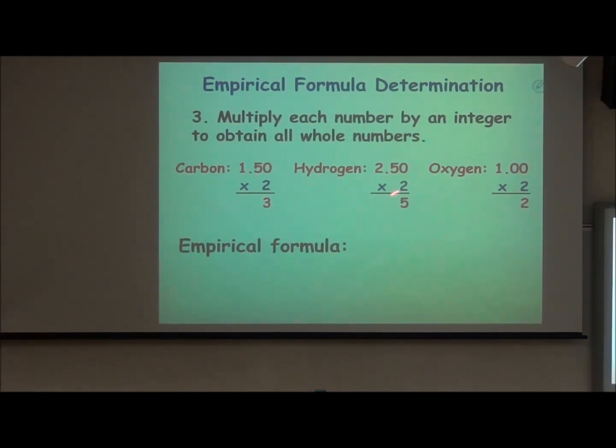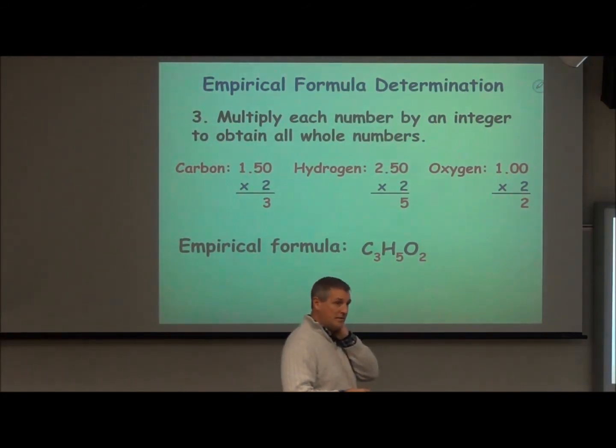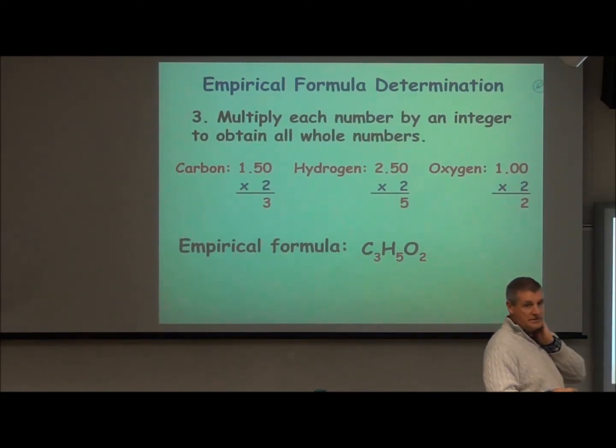Okay, so this set of numbers are the subscripts for our empirical formula. This tells us that for every 2 oxygens, we've got 3 carbons and 5 hydrogens. So that is the smallest whole number ratio of atoms for that particular compound. Any questions?